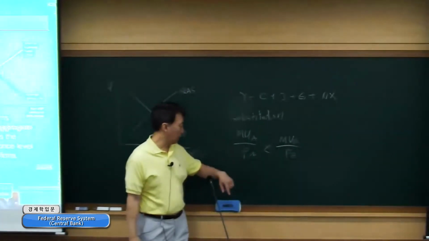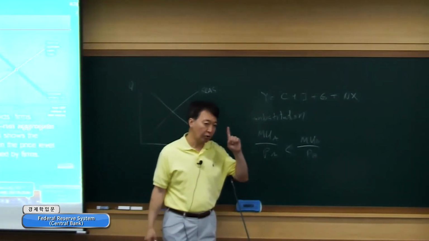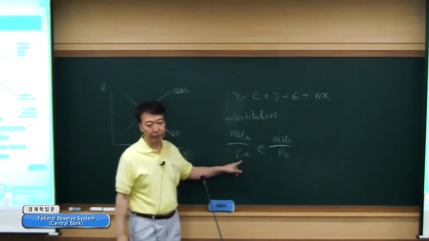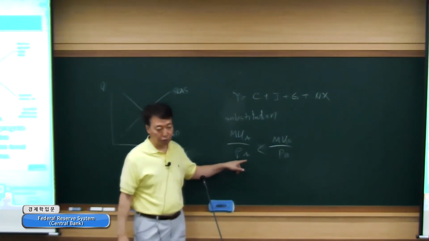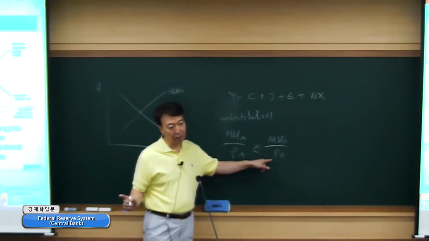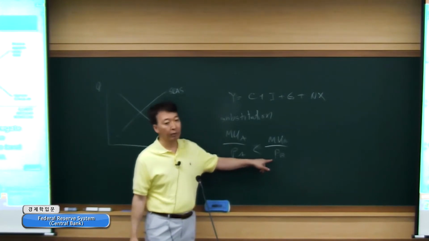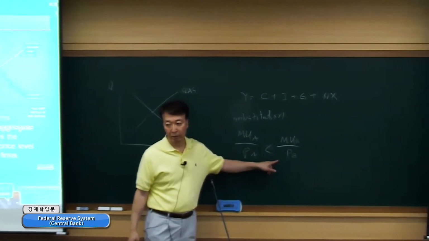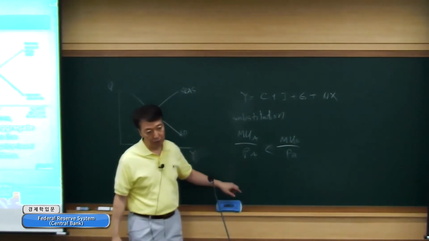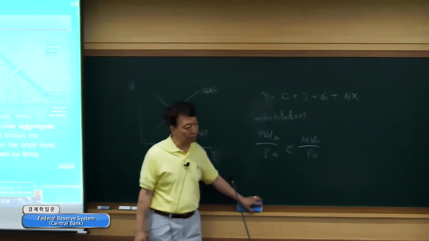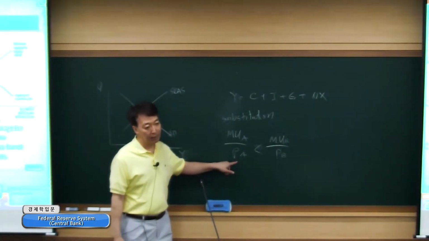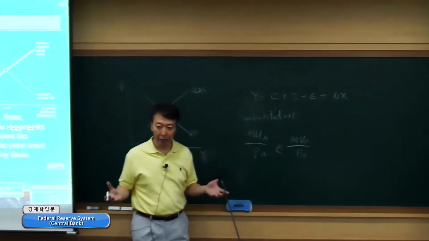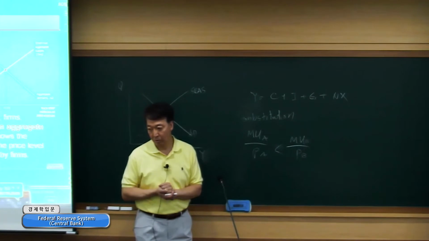What this means is if you spend $1 on A, you get less satisfaction compared to the case where you spend the same $1 on B. So right now, if you spend $1 on B, you get a larger amount of satisfaction. So what you need to do is reduce the consumption of A, and instead increase the consumption of B. That way you can increase your total satisfaction.